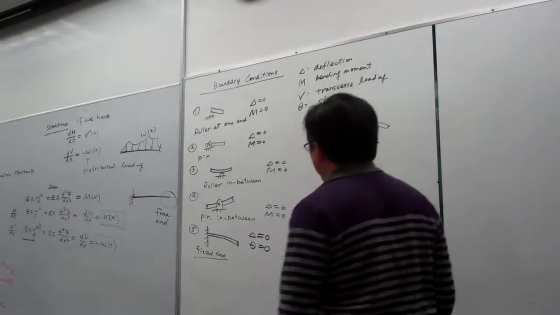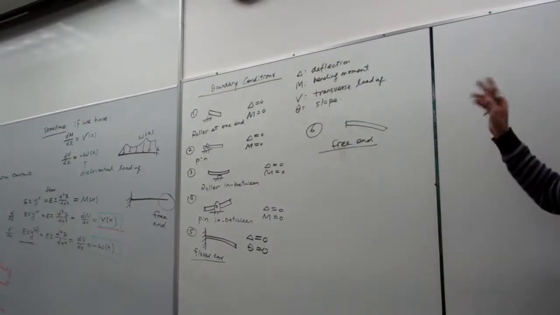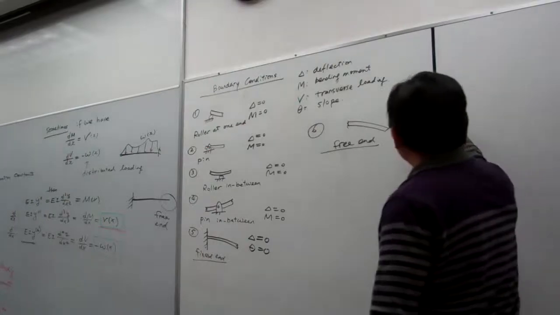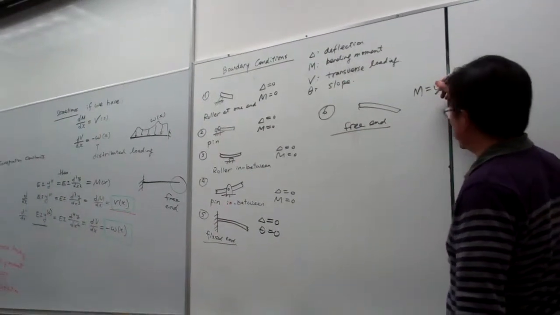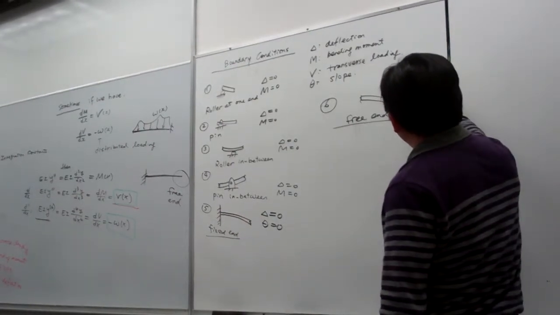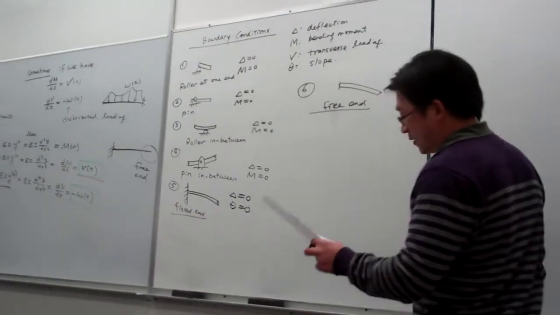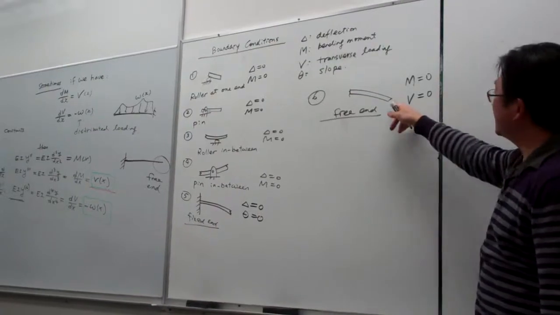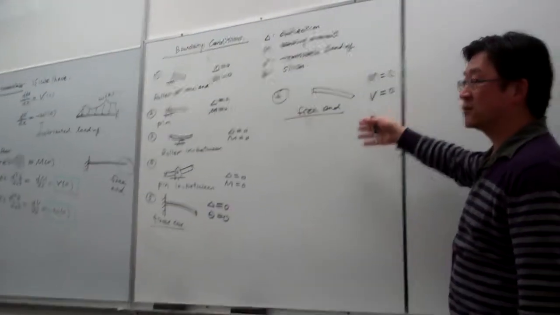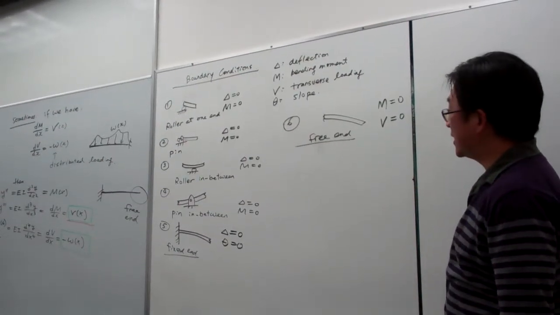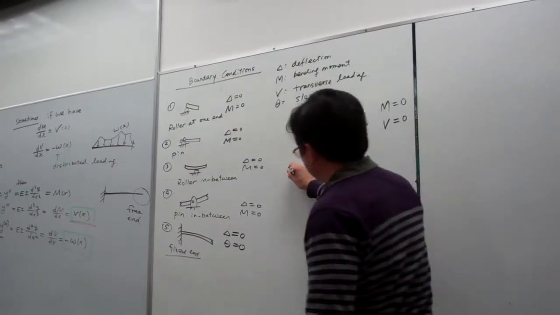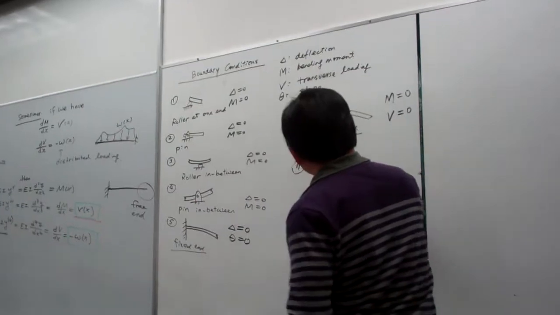At the free end, it is allowed to move freely and rotate freely. That means there's no bending constraint on such a motion, and there's no transverse loading, so M and V equal 0. But because the free end is free to deflect, we wouldn't impose any geometry-related boundary conditions. And the last one, 7.